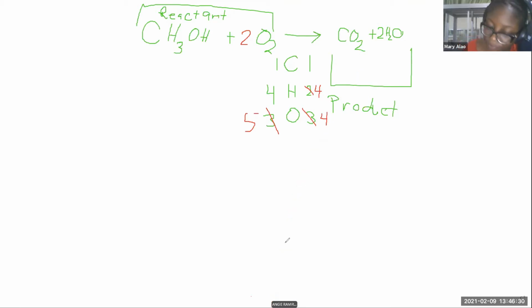So let's see. Let's say if we put a 2 here. But right now, everything is pretty good, right? Would you guys agree that everything is kind of good right now? We have one carbon, technically one carbon, we have 4 hydrogens. The only thing now is we have five oxygens, right? So let's see what we can do to fix this.